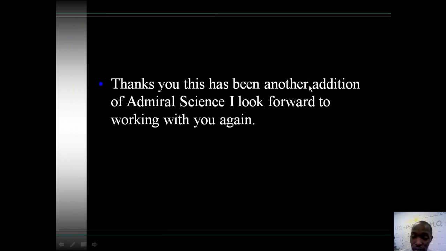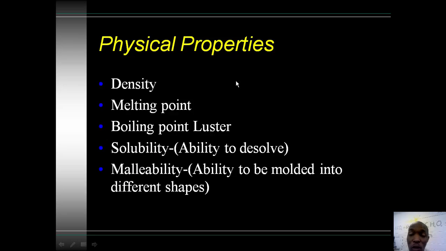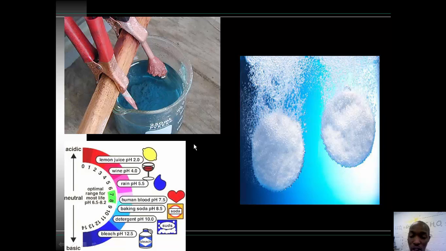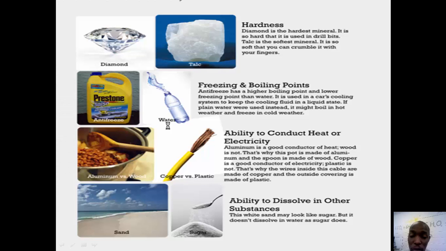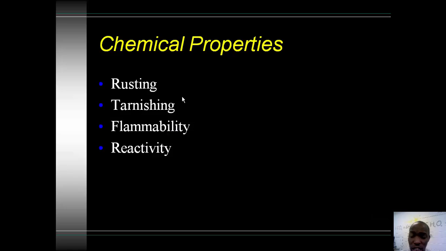Alright, so thank you for watching this short segment of Admiral Science. But before we end it off, let's review. Physical properties are what you see, smell, hear, taste, touch. And chemical properties are those that cause rusting, tarnishing, flammability, such as if it's flammable or non-flammable. Reactive, whether it's reactive in a substance. These are all examples of chemical properties that a substance will have, and the physical properties are what you will actually see, smell, taste, touch, those things.